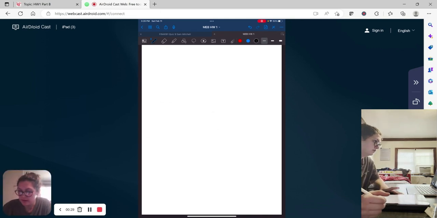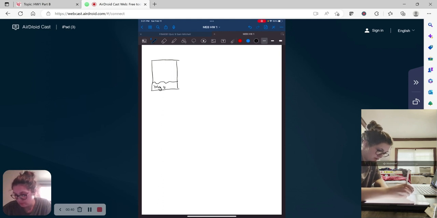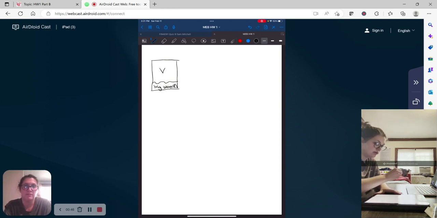So we have a closed container that has 1 kilogram of liquid water at the bottom. Then it also has a vapor phase there that has both water vapor and air in it.